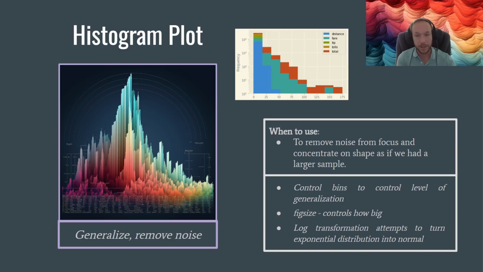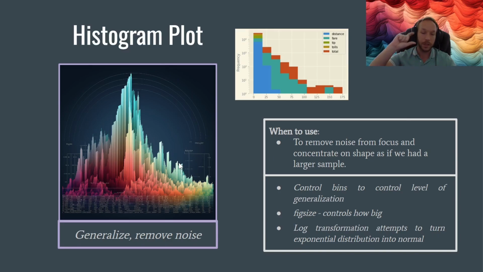It generalizes the data in the sense that, in each one of these bins, it's going to count the amount of times the data occurs in that range. Okay, it's almost like if you were to have a larger sample. This is how the distribution would look. It's going to remove a lot of this noise, like you can see here. You still see the shape, but you can still see some noise in this image right here.